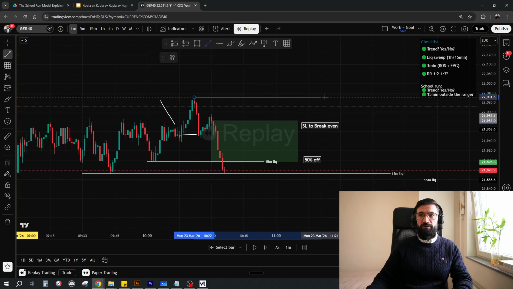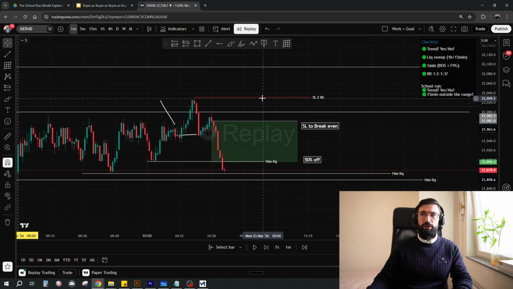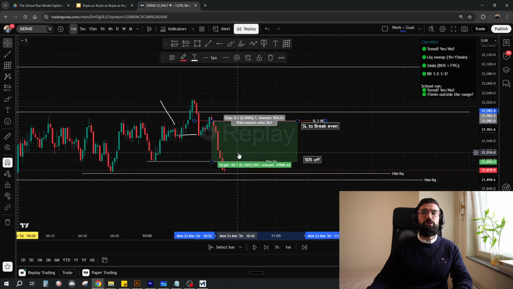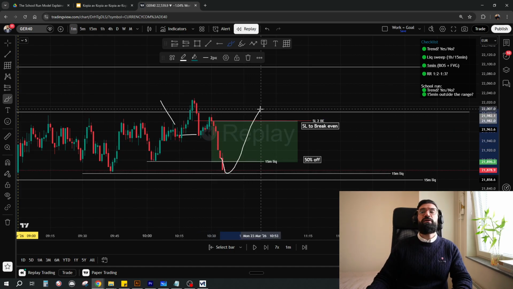Because we usually have our stop loss right here. We just move it to break even after it takes out our first take profit. Why do we do this? Because it's a higher probability of the market to sweep liquidity and then continue up and takes us out.